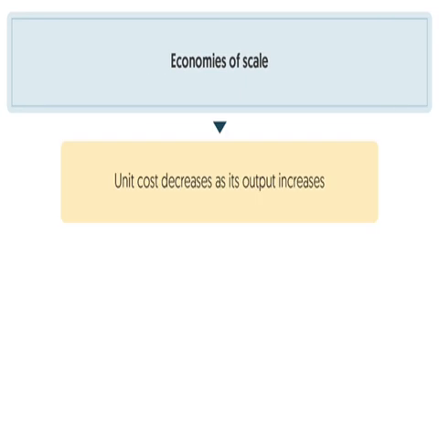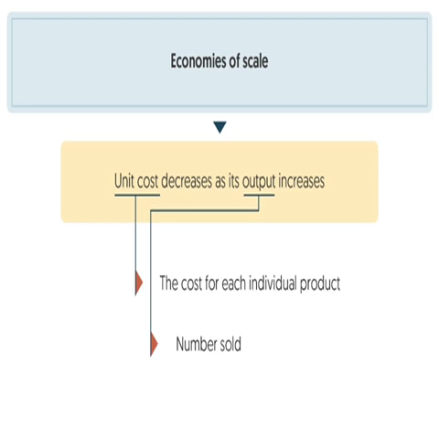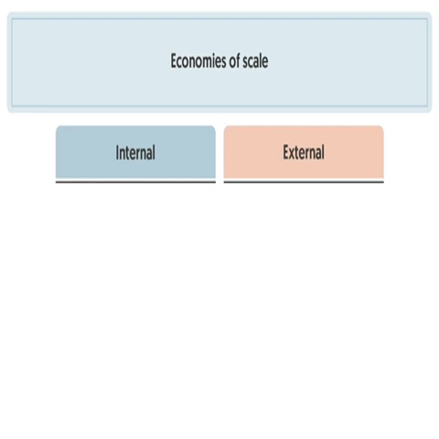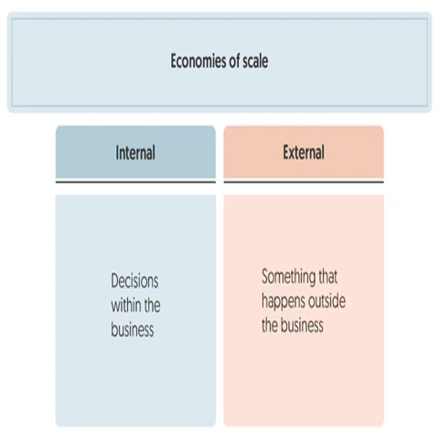A better definition of economies of scale is where businesses' unit cost decreases as its output increases. Remember, unit cost means the cost for each individual product, and output is the number sold. Economies of scale can occur for internal and external reasons. Internal means they happen because of decisions within the business, and external means it's something that happens outside the business.